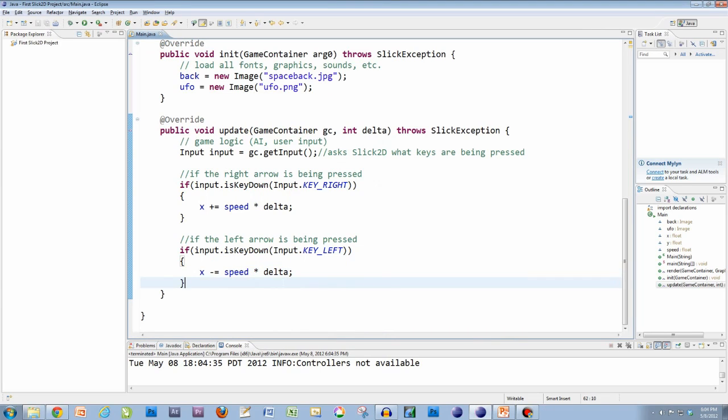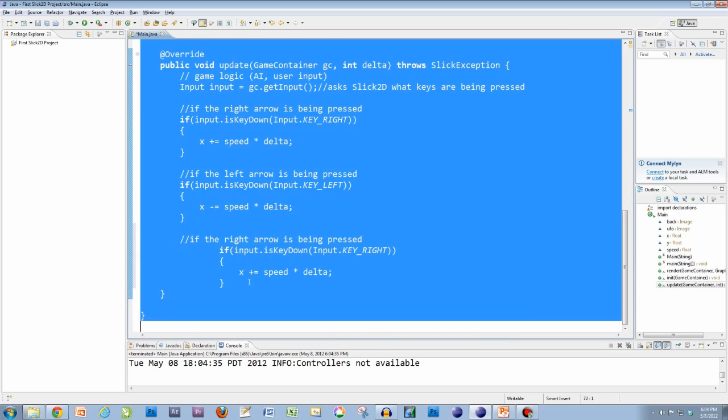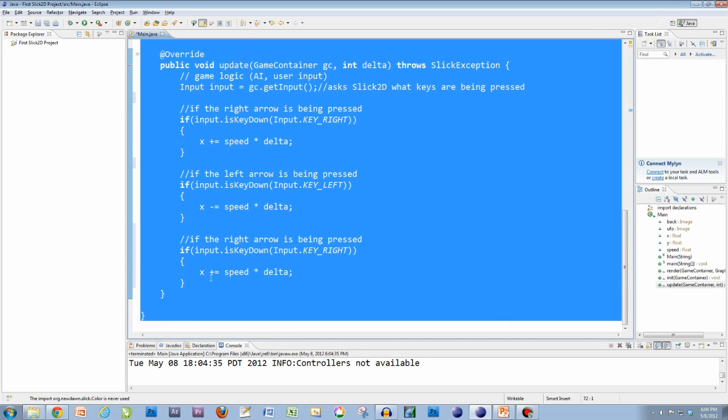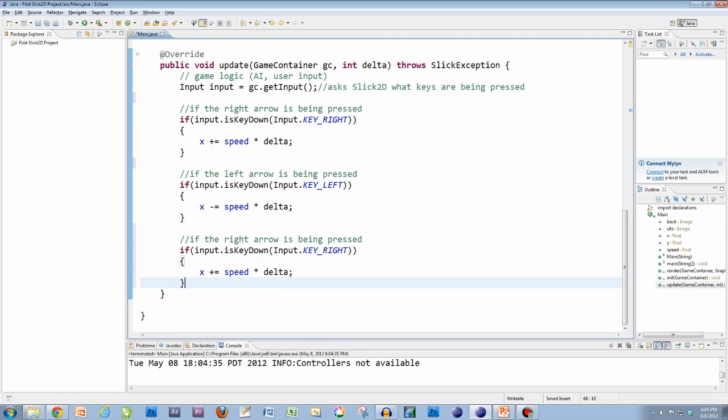Close it. I want to paste again and fix my indentation. Again, another thing, how do I select all real quick? Control-A for select all. Okay, so that's how I select all, Control-A. All right, now I'm going to say if the down arrow is being pressed, I change it from key right to key down. And this whole thing's going to change now because now down is in the y direction.